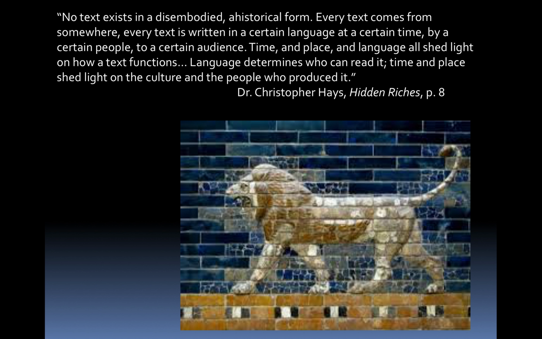And on page 8, Christopher Hayes has this little quote that I love. He says, "No text exists in a disembodied ahistorical form. Every text comes from somewhere. Every text is written in a certain language at a certain time by a certain people to a certain audience. Time and place and language all shed light on how a text functions. Language determines who can read it. Time and place shed light on the culture and the people who produced it." That is, if we look at the ancient world, we can see somewhat better what ancient Israel was trying to say.